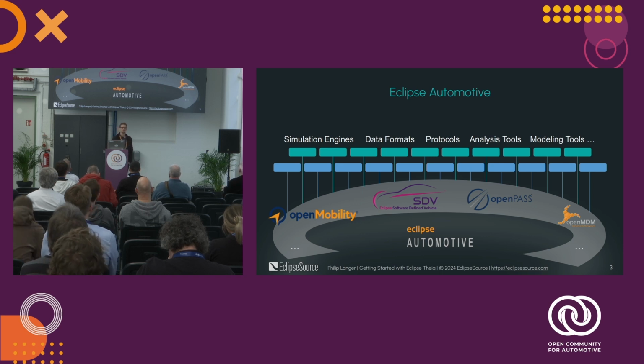So as all of you know, and as we have seen from the great talks at this conference so far, the community around Eclipse Automotive, the projects and the working groups like Open Mobility, SDV, and so on, they all developed excellent open source technologies ranging from simulation engines, data formats, communication protocols, analysis tools, frameworks, modeling tools, modeling languages, and so forth. And all of these projects play a key role in the process of vehicle development in general, whether in-car software or beyond.